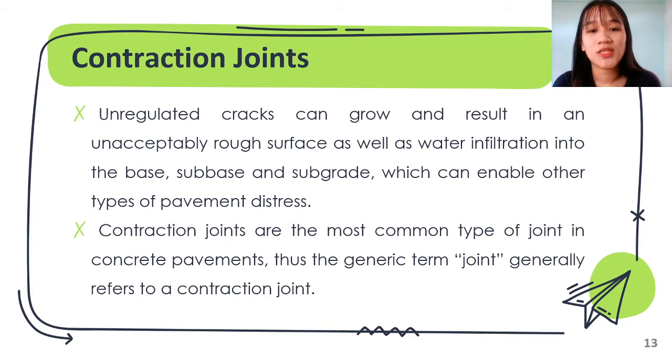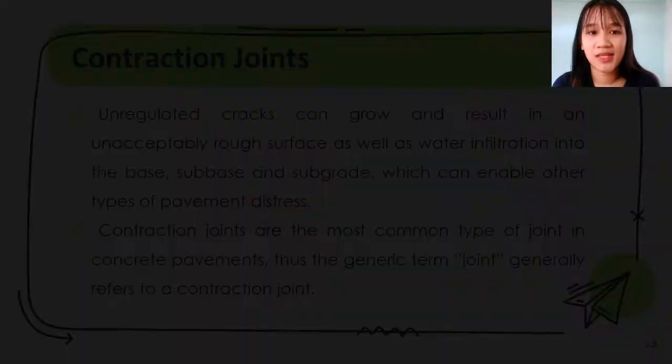Contraction joints are the most common type of joints in concrete pavement. Thus, the generic term joint generally refers to a contraction joint. Closely spaced contraction joints help to relieve part of the warping stresses developed in the pavement.